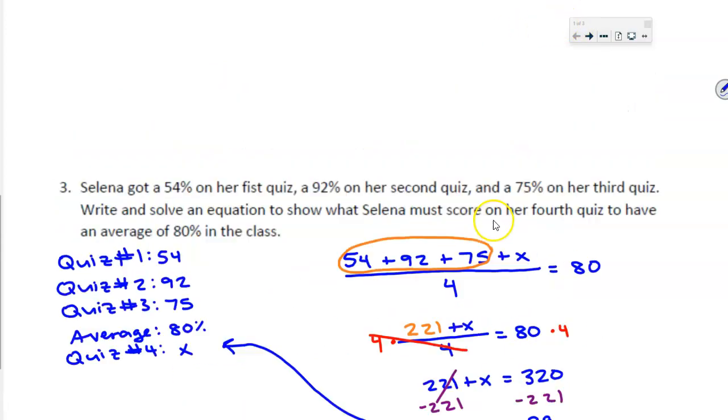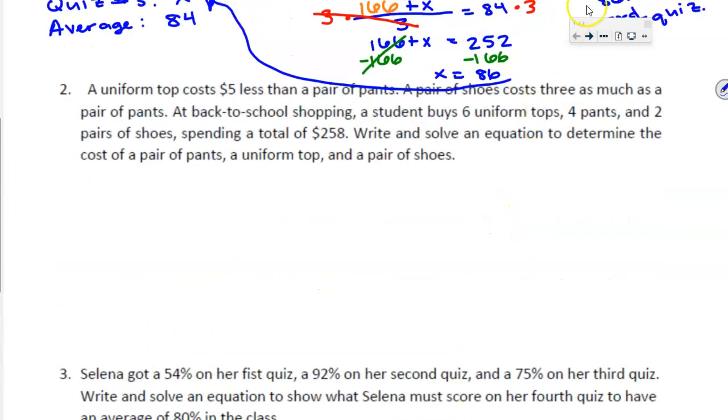Now let's go back and take a look at problem number 2. A uniform top costs $5 less than a pair of pants. A pair of shoes costs 3 times as much as a pair of pants. At back-to-school shopping, a student buys 6 uniform tops, 4 pants, and 2 pairs of shoes, spending a total of $258. Write and solve an equation to determine the cost of a pair of pants, a uniform top, and a pair of shoes.